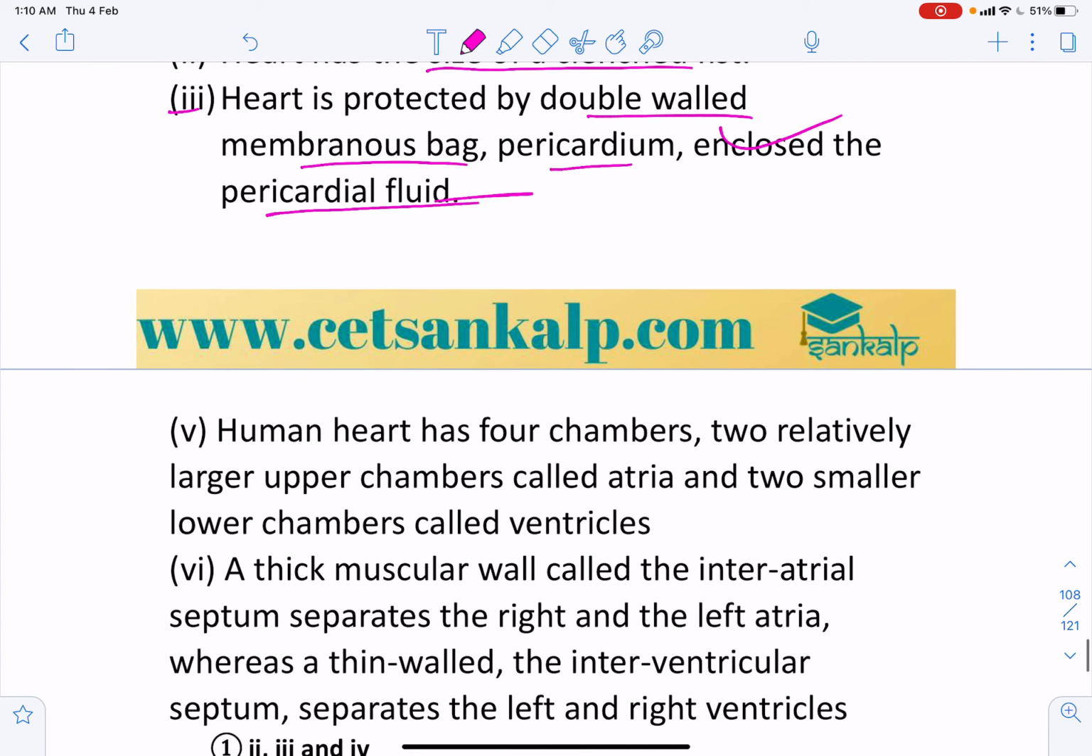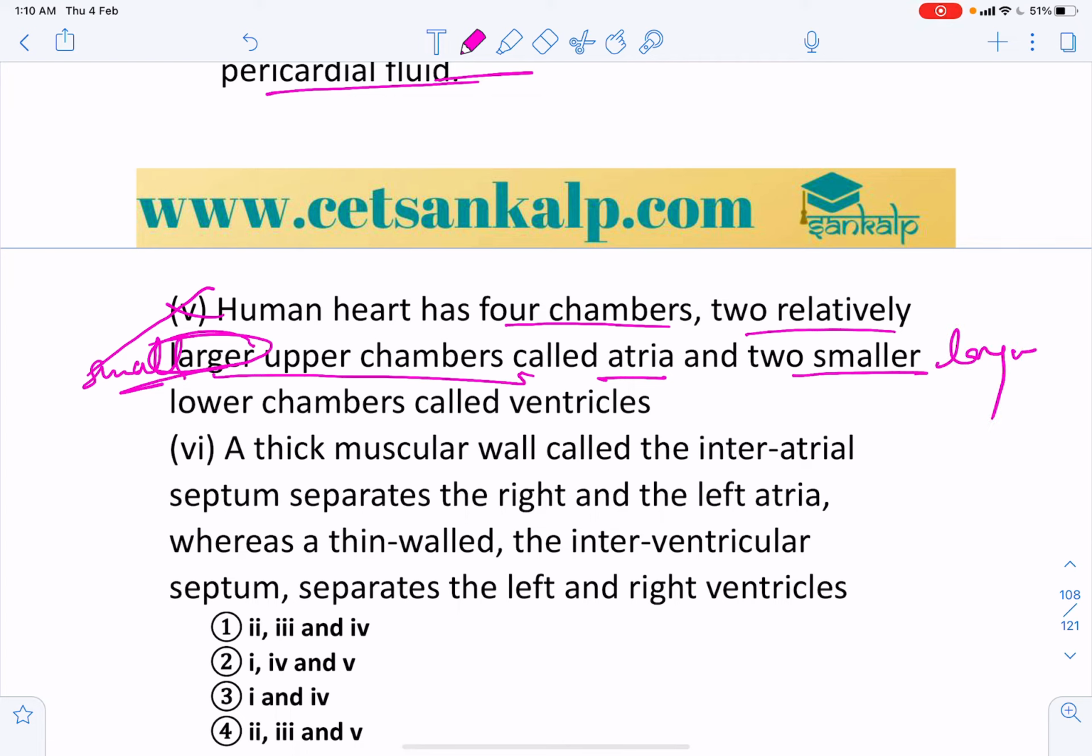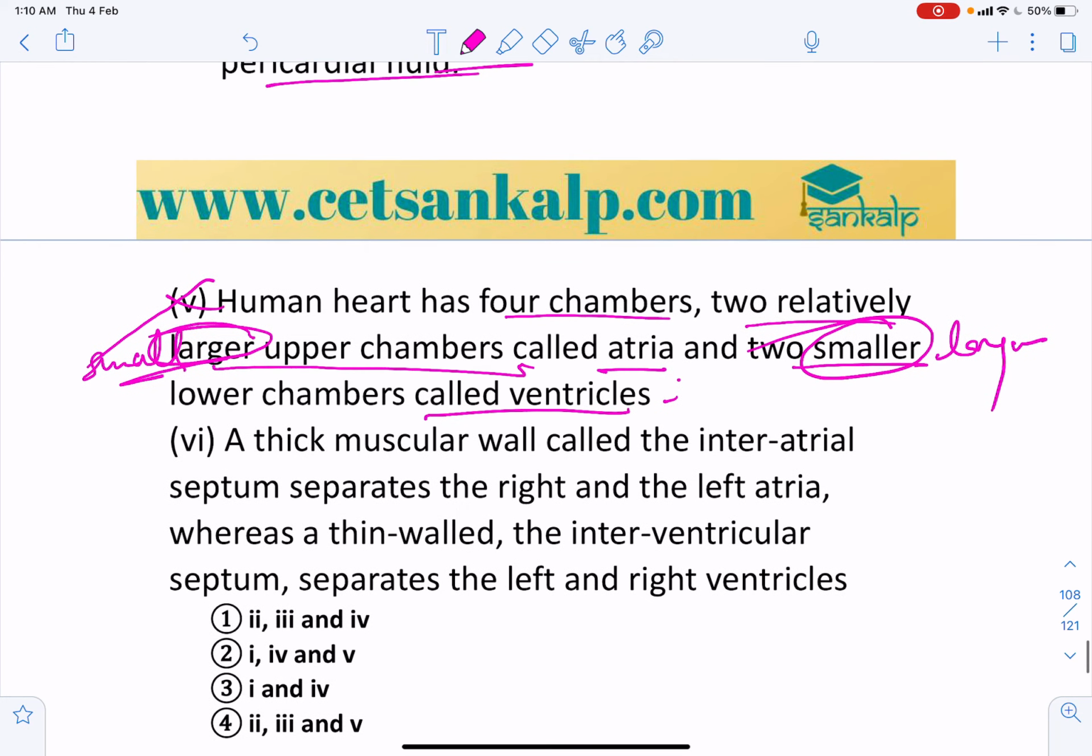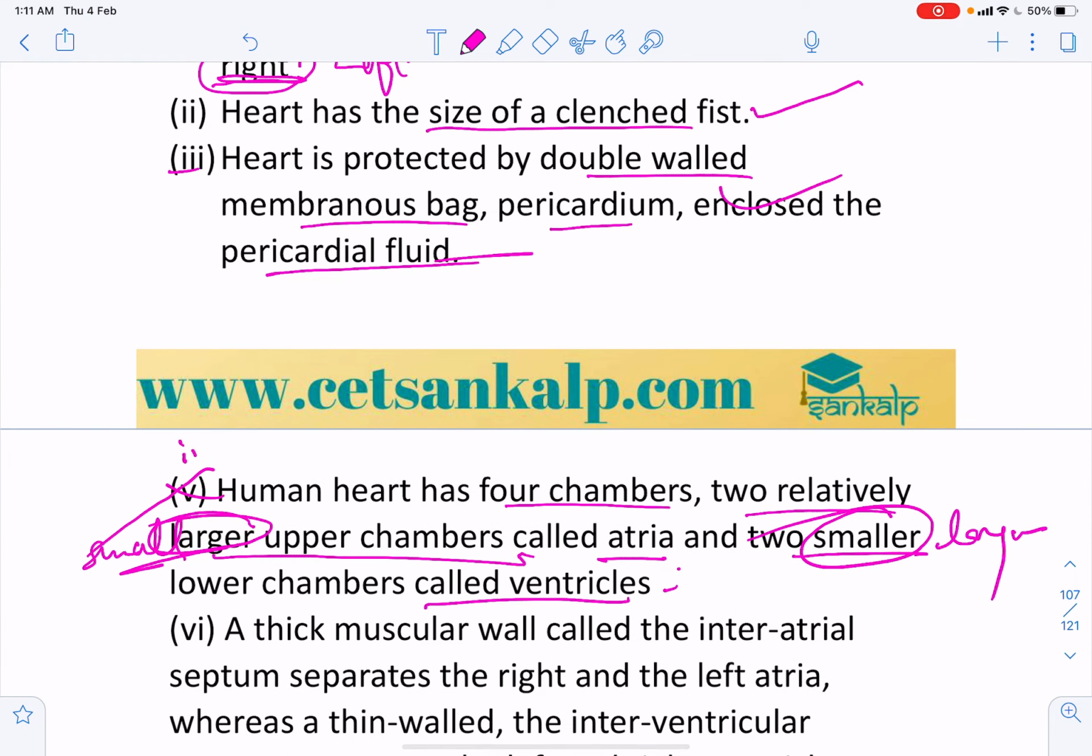And then, the human heart has 4 chambers, 2 relatively larger upper chambers called atria. That is wrong, these are smaller upper chambers, and 2 larger lower chambers called ventricles. This is wrong. So make it 1, 4, and this one is 5, right.